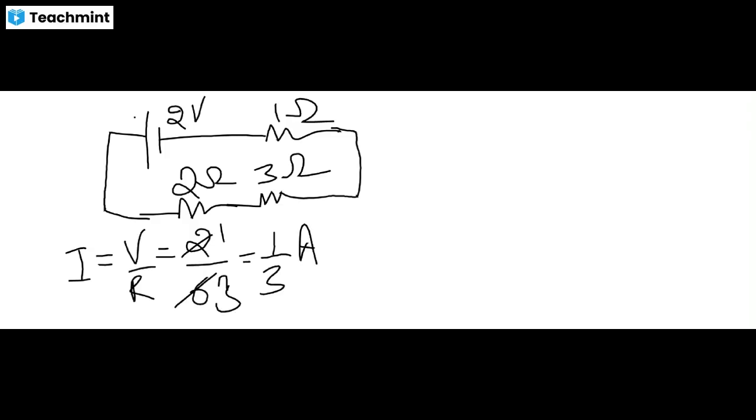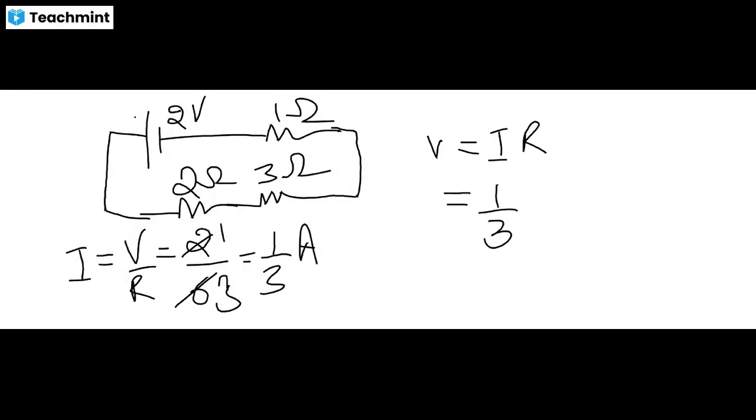Now, you are supposed to calculate the potential difference across 3 ohms. Potential difference across the 3 ohm resistance. What is the formula you are using here? V is equal to IR. So I you got as 1 by 3, and R is 3 ohms as given in the question, across the 3 ohm resistor. So what will be the potential difference? 1 volt. So it is 1 volt. Okay.